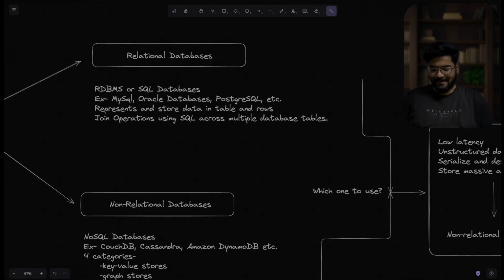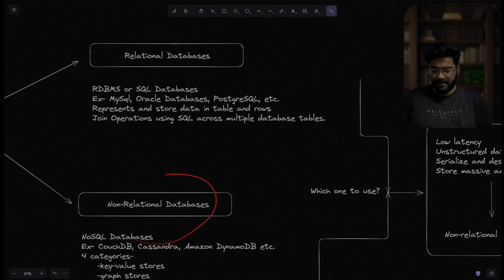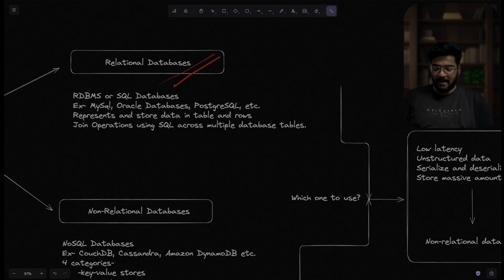Mostly we can classify databases into two parts: relational databases and non-relational databases. Relational databases are your SQL databases. Common examples are MySQL, Oracle, and PostgreSQL. In relational databases, we represent and store data in tables and rows. Also, we can use join operations using SQL across the multiple database tables that we created.